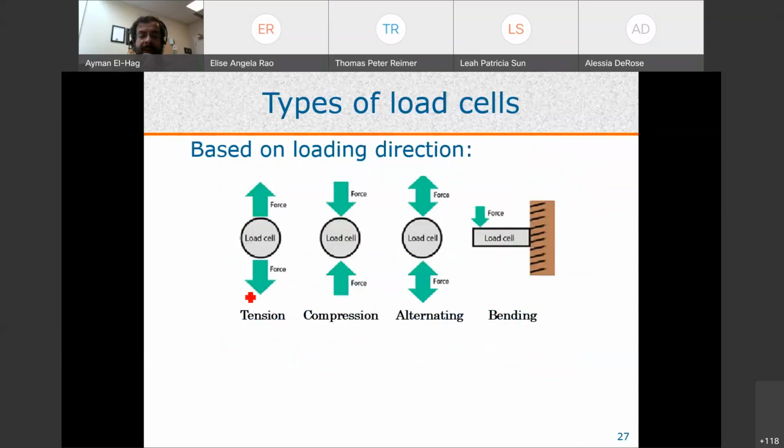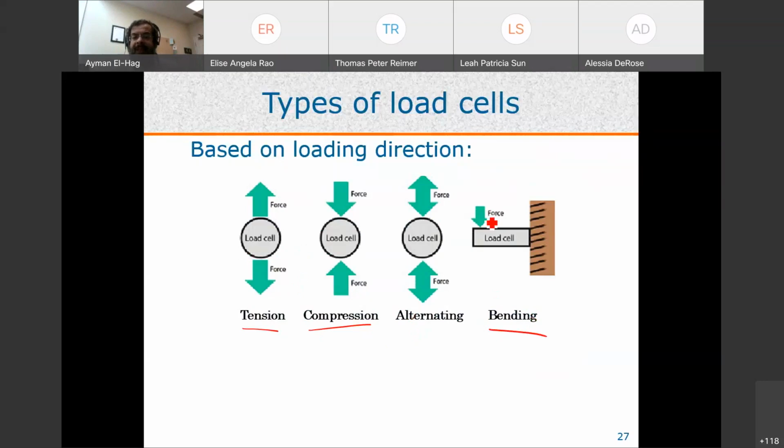For example, the one on the far left is called tension. We can apply only tension force on it. We cannot apply compression forces. And this one, on the other hand, is compression type load cell. This one is alternating. This is like the one I showed to you here. This one, I can apply compression forces and I can apply tension forces. It works for both, but not every load cell can be worked as both. Some of them can be only for tension, and some of them they are only for compression.